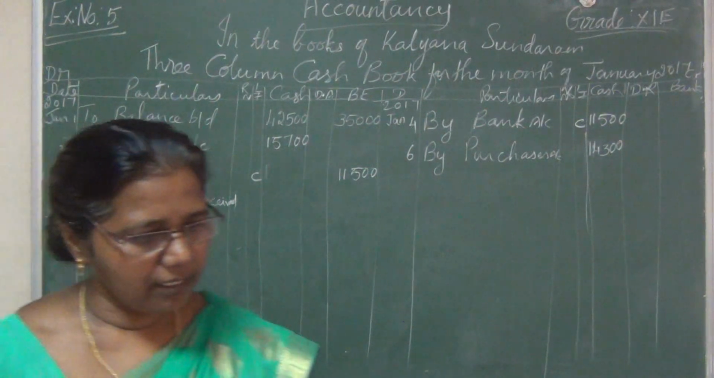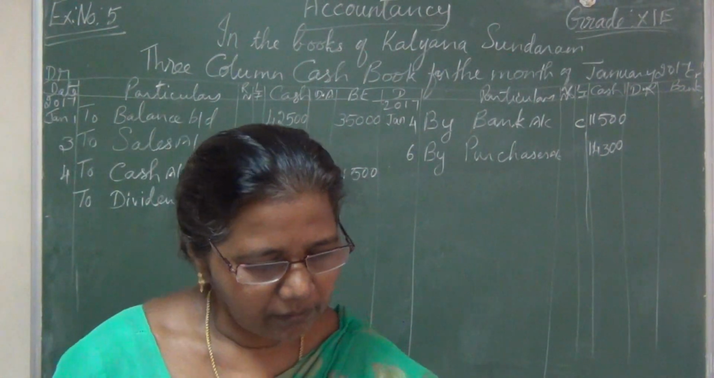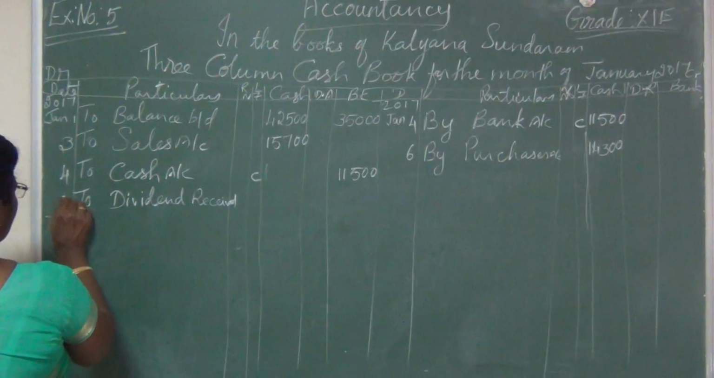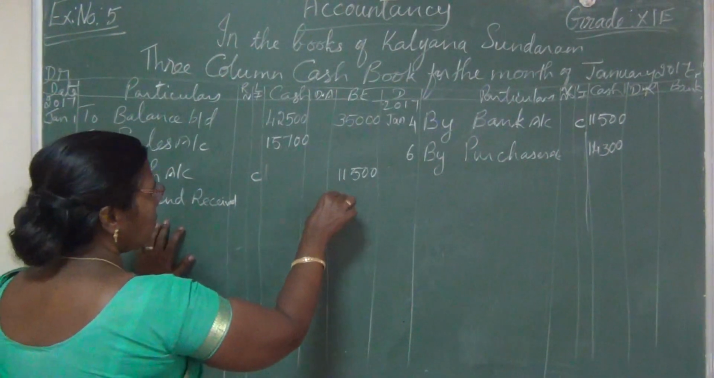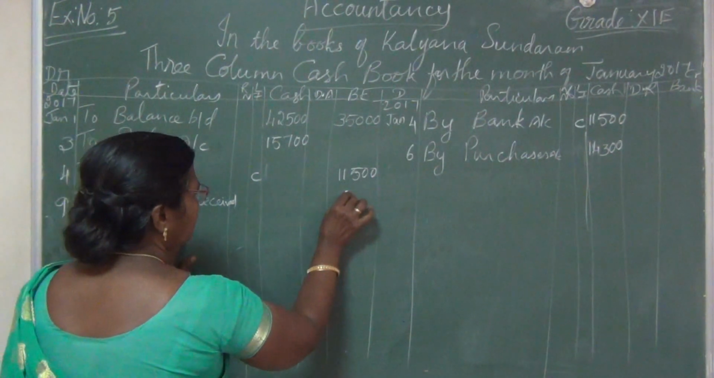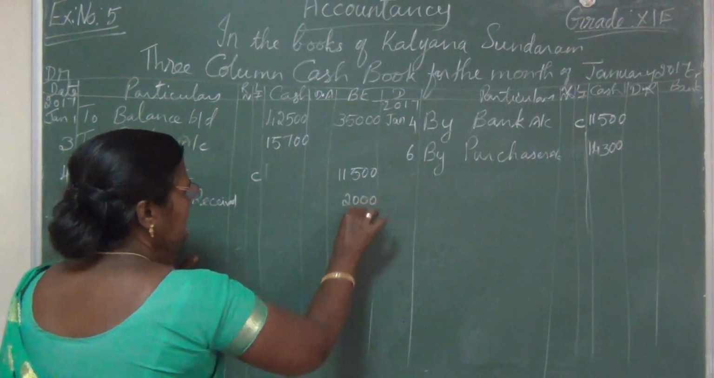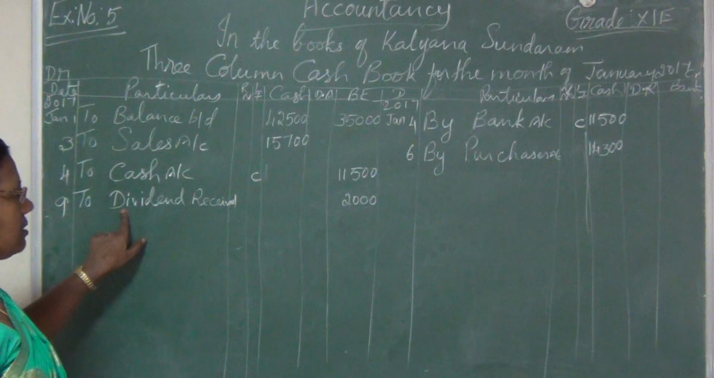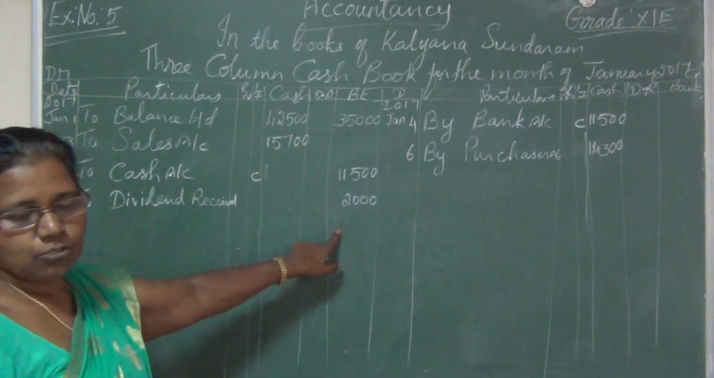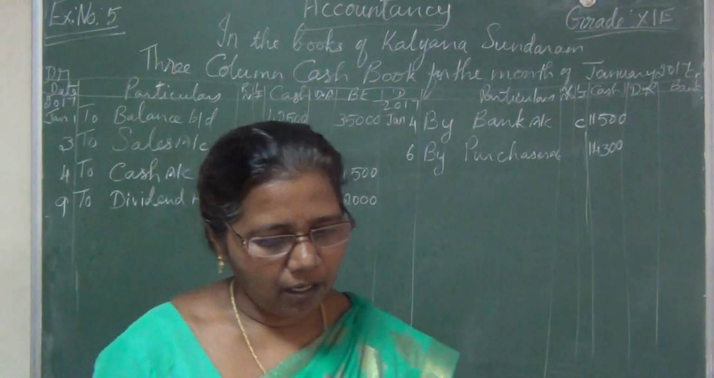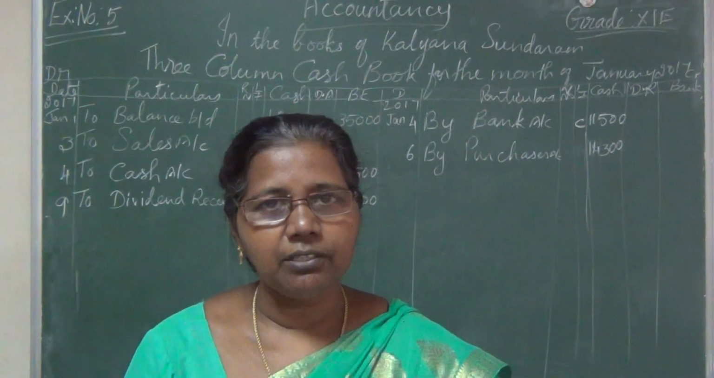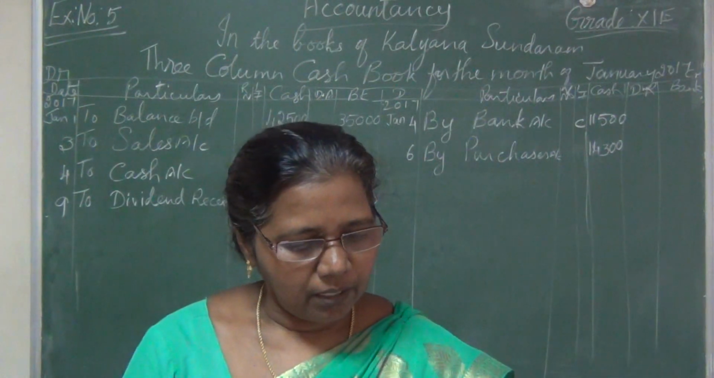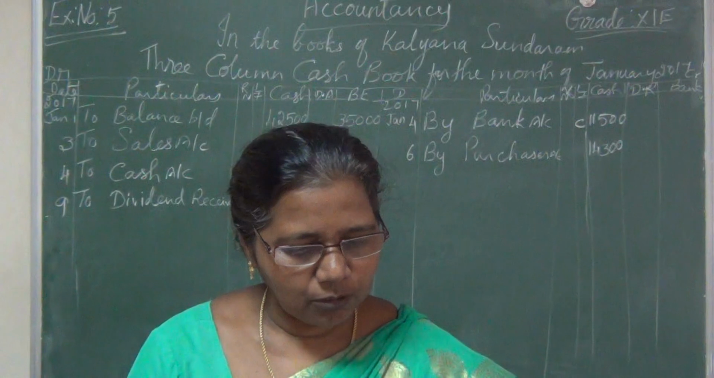What is the date and amount? 9, 2000. Amount 2000. Where we should enter? Here. Because the entry is bank account debtor to dividend received. Okay, bank only receiving. So we should enter in the bank column, and you must be very careful when you enter the amount. Okay. Then Pongal advance to staff paid through bank.